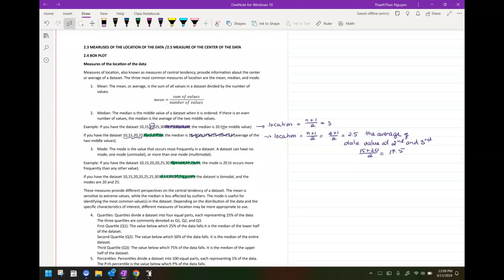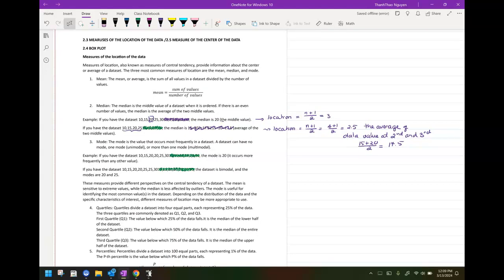The mode is the value that occurs the most frequently in a data set. A data set can have no mode, one mode, or even more than one mode. If numbers repeat the same number of times, they are all modes. For example, in the first set of data, 10, 15, 20, 20, 25, 30, 20 occurs twice. So the mode here is 20.